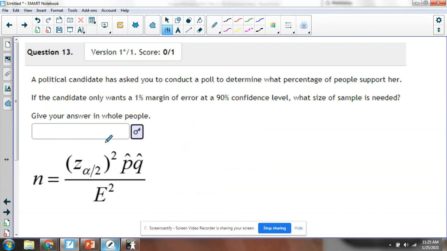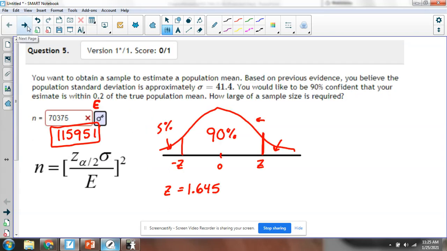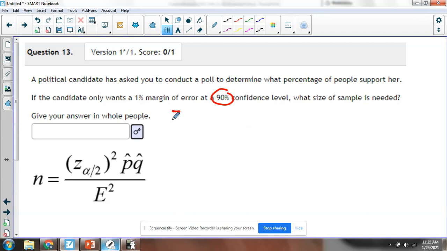Okay. Same thing here for these, except we're going to use a different formula because we're talking about a population proportion or percentage. So we're still finding the same Z value that cuts off the middle 90%. That's what we did here. So we can use the same Z value. Z is going to be 1.645. We want a 1% margin of error, so E is going to be, sorry, 0.01. My mistake, 0.01, right, as a decimal.